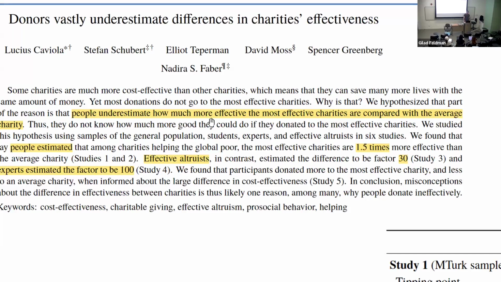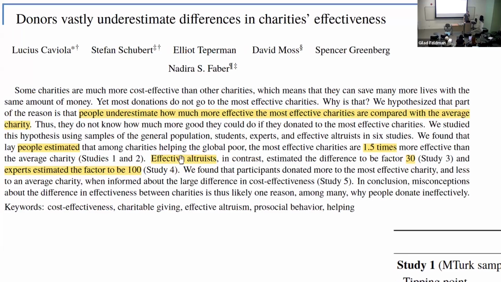People underestimate just how much more effective some charities are compared with the average charity. So they did 4 different studies. 2 studies were with simple people, study 1 and study 2. And they found that people estimated that the most effective charities helping the global poor are 1.5 times better. So that beautiful figure that you saw with the 4 boxes and the red one is based on this article. So 1.5 is based on us asking people to compare different charities, and people think that the best charity and the worst charity are just about 1.5 times different in terms of effectiveness.